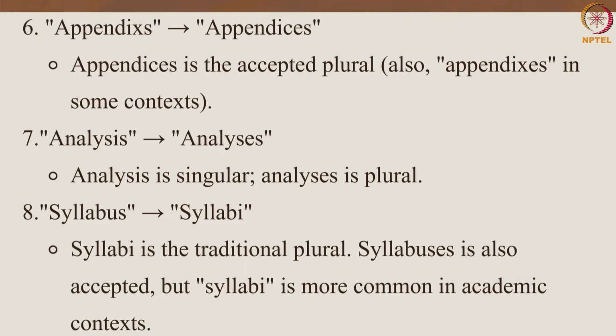Next one, appendix, or appendixes, it should be appendices. Again, the same formula as we have seen in index and matrix. So, appendix, appendices. Appendices is the accepted plural form. Sometimes we also use appendixes in some contexts.